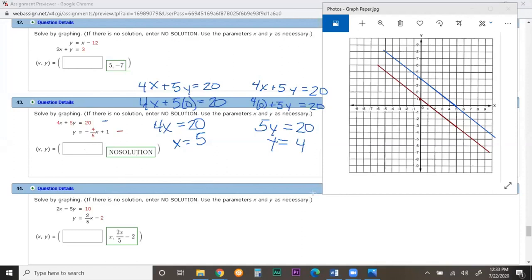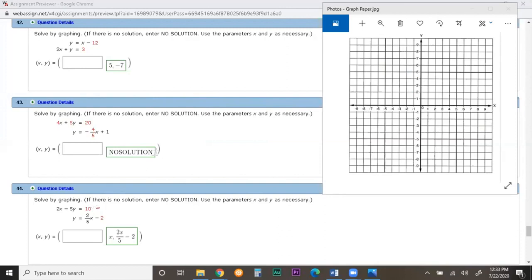For number 44, looking at the first equation, 10 is divisible by 2, and 10 is divisible by -5. So for this one, I would do the x and y intercepts as well. So for this first one, I know that I would have 2x equals 10 and -5y equals 10. So x will equal 5 and y would be -2. So I'm just going to go ahead and plot those.